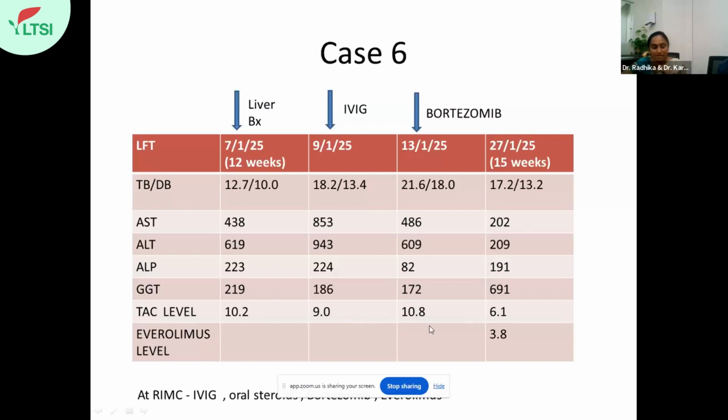At this juncture, we added everolimus, which was just started. Within 3 days of everolimus, the bilirubin level was 3.8 and the patient was stable, so she was discharged with this LFT for follow-up on an OP basis.